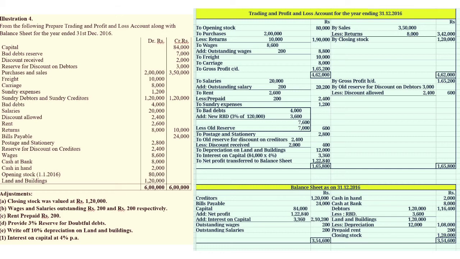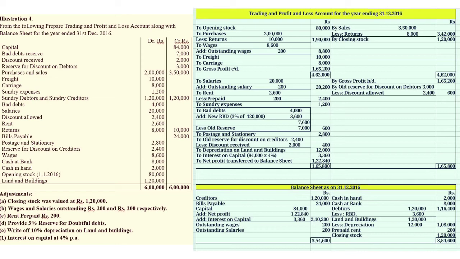Prepaid rent 200. Closing stock 1,20,000. Why we need to take that prepaid rent? It's a prepaid expense. It's an asset for us this year, but next year it's a liability for us, we need to pay for them. This year it's an asset because that rent is paid in advance. It appears under the asset side. Next, go to the liability side.